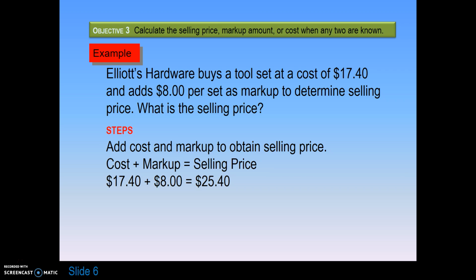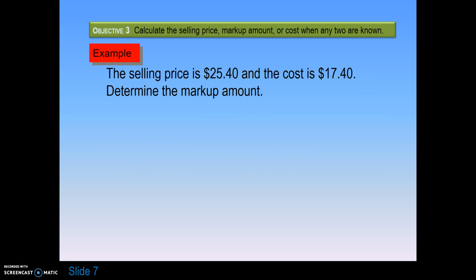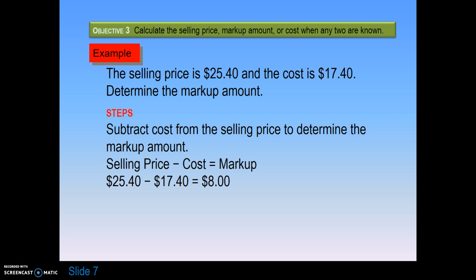So if you read down there on number 9, it says if the cost is $12.67 and the markup is $5, the selling price is what? So you're simply going to take $12.67 plus your $5 and that's your selling price. Okay, now the selling price is $25.40 and the cost is $17.40. Determine the markup amount. So same kind of thing, subtract the cost from the selling price to determine the markup amount. So selling price minus cost is markup. So $25.40 minus $17.40 is $8.